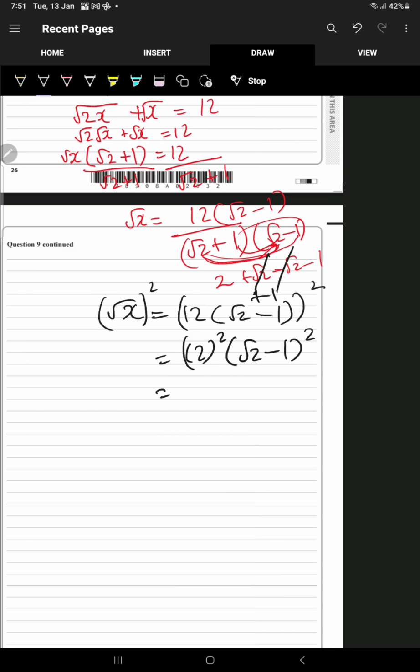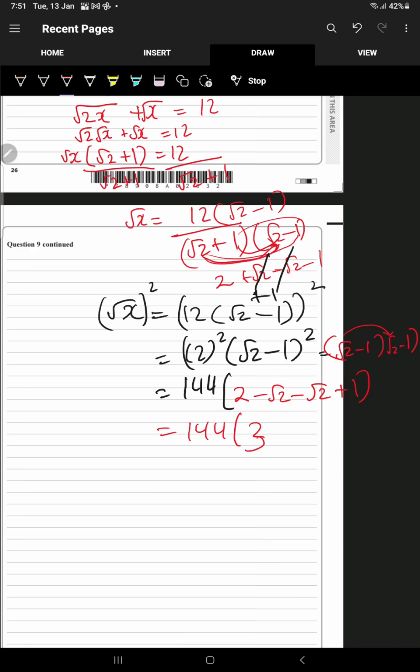Let me change the color. Let's just do green. This one is basically root 2 minus 1, root 2 minus 1. Root 2 times root 2 is just 2. This is going to be minus root 2 minus root 2 plus 1, so it's minus 2 root 2.